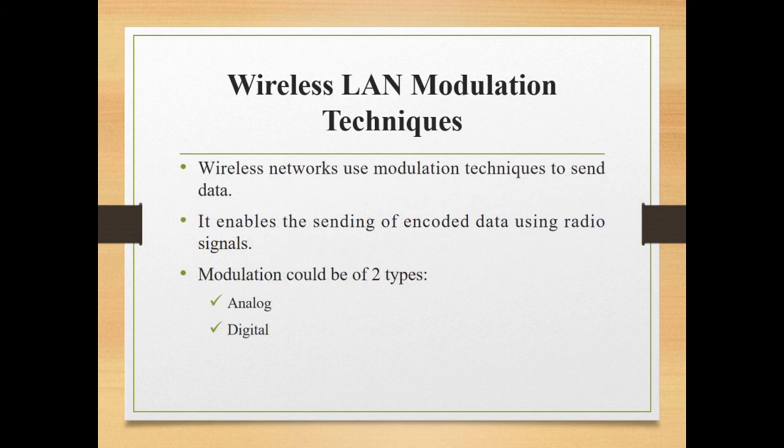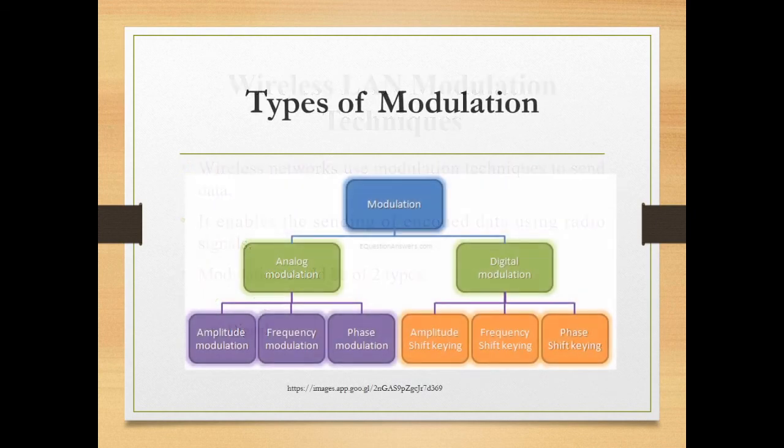Wireless LAN modulation techniques. Wireless networks use modulation techniques to send data. It enables the sending of encoded data using radio signals. Modulation could be of two types, analog or digital. This figure shows the types of modulations. As I have said already, there are two types of modulation, analog and digital.